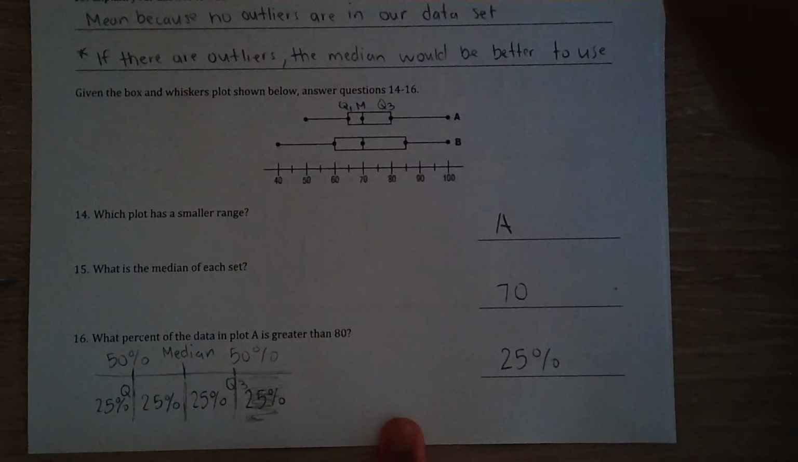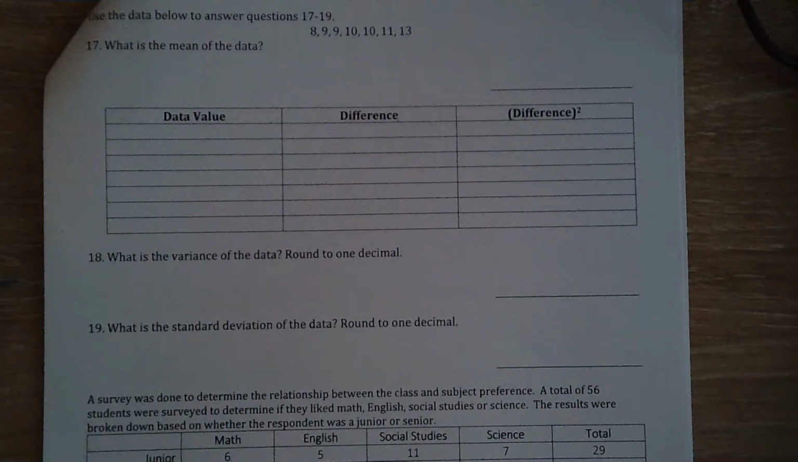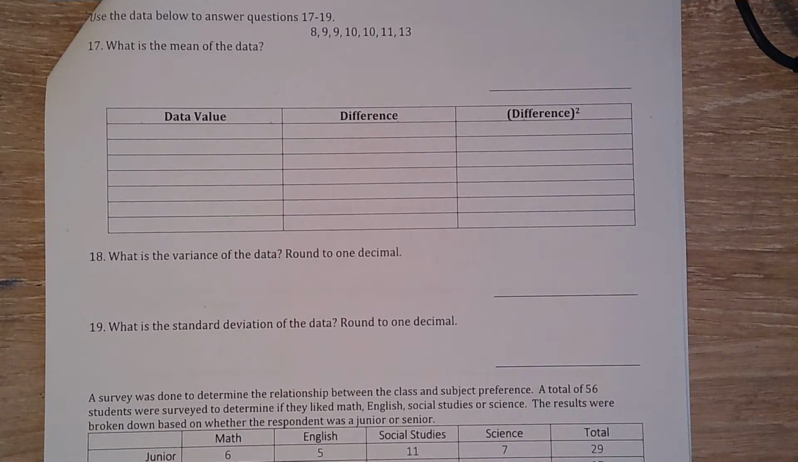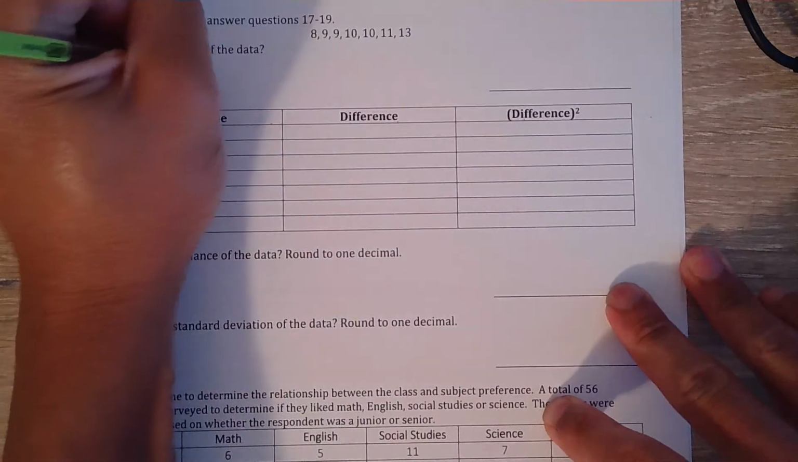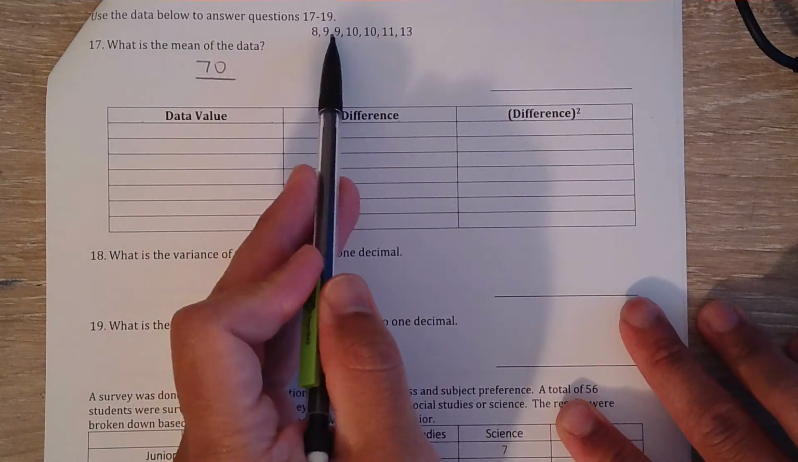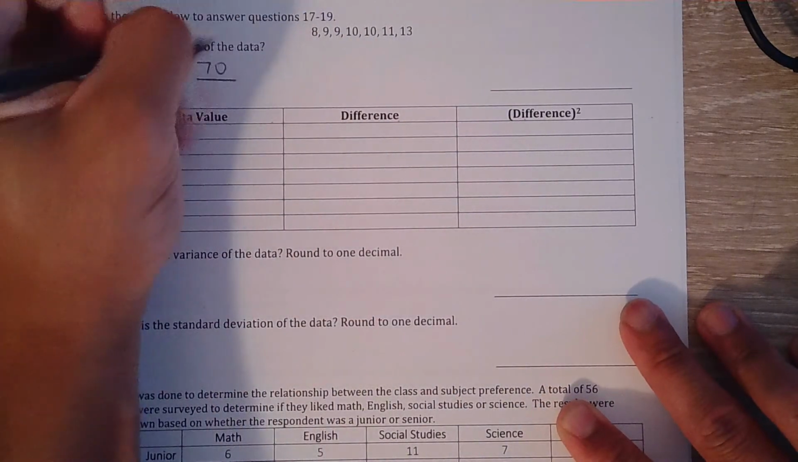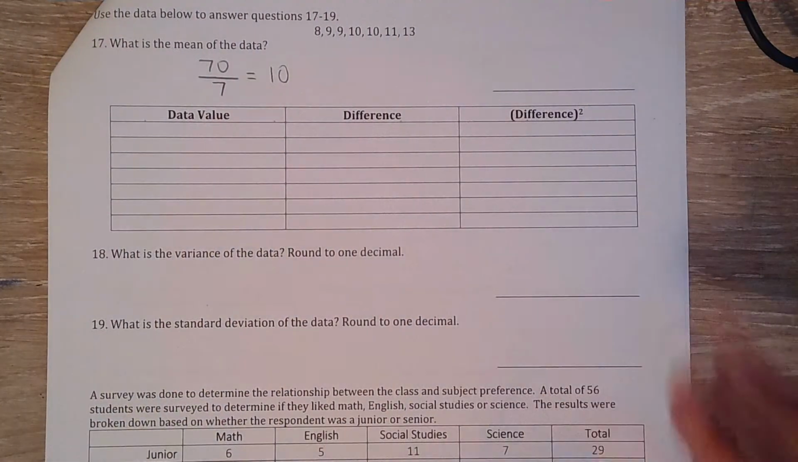All right, question number 17. What is the mean of the data? So we go ahead and add all those numbers together. Adding all those numbers together, we get 70. Then we need to divide by the amount of numbers. Let's see, we have 2, 4, 6, 7. 70 divided by 7, that should be mental math. That gives us 10.